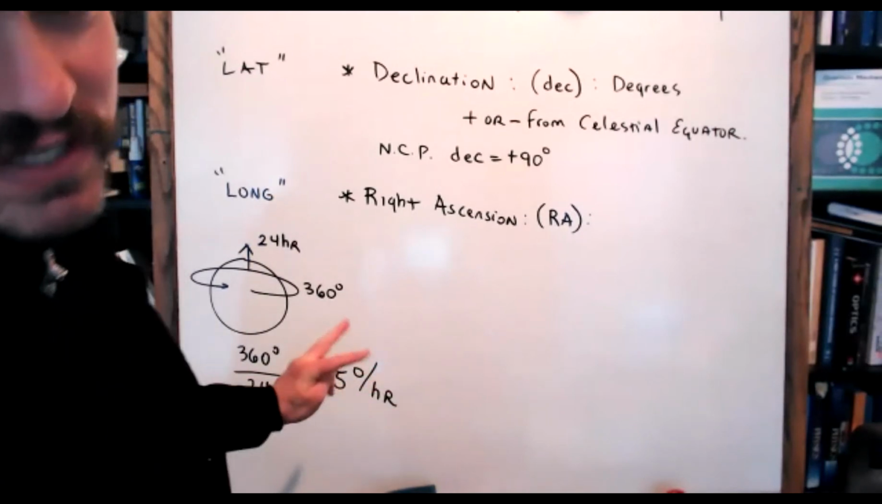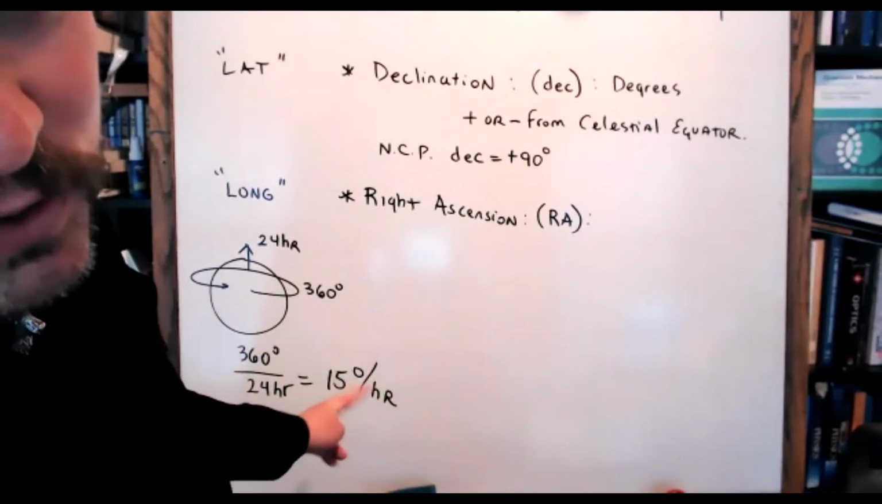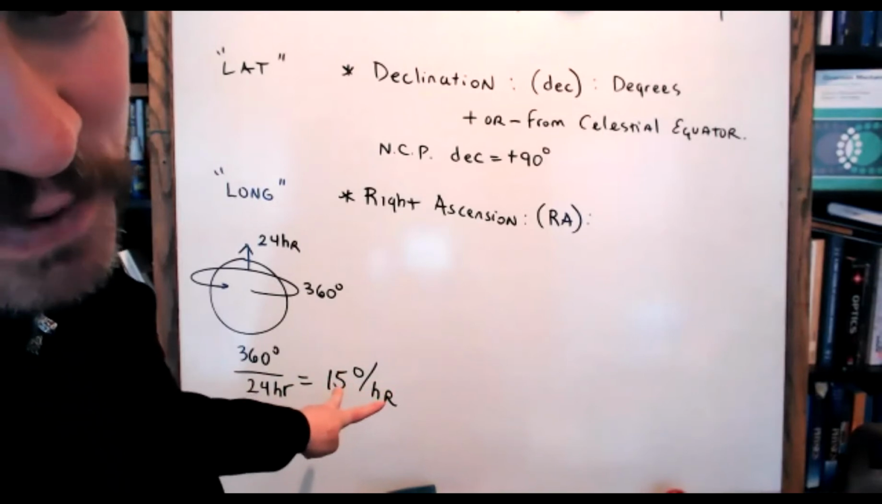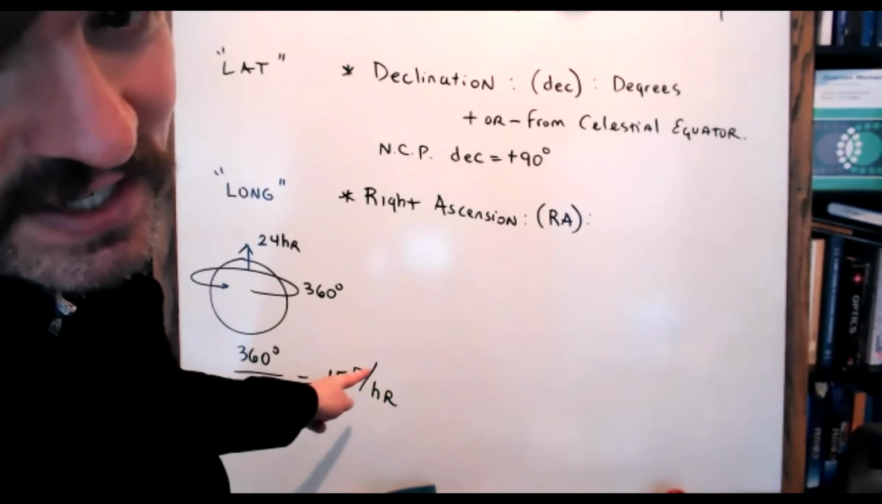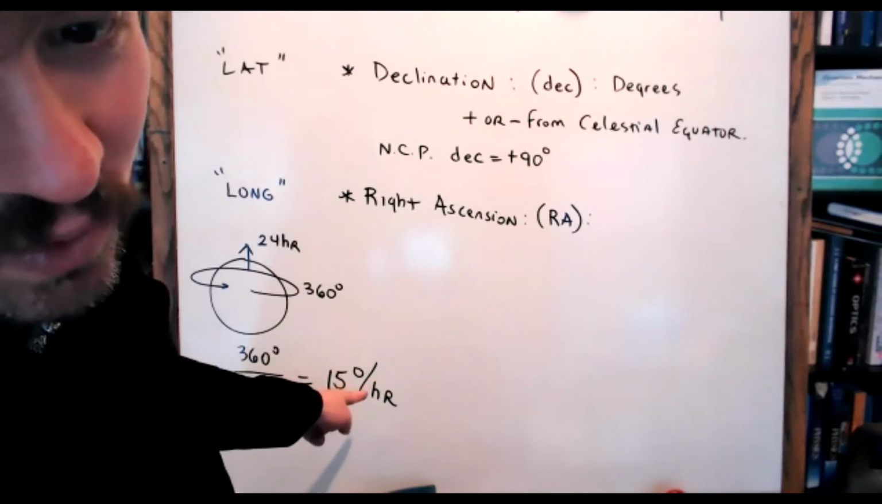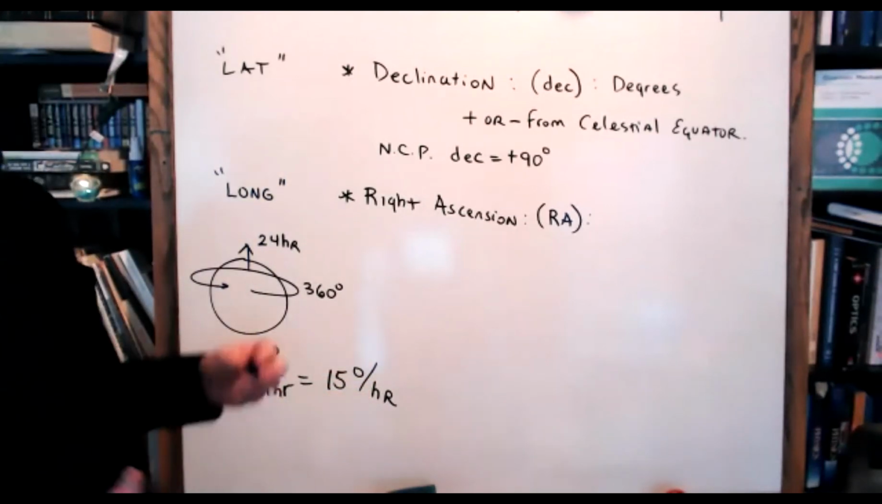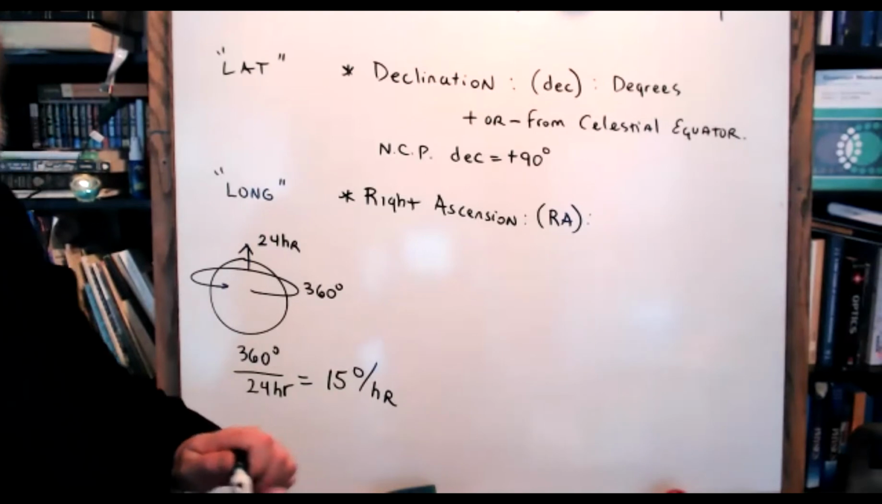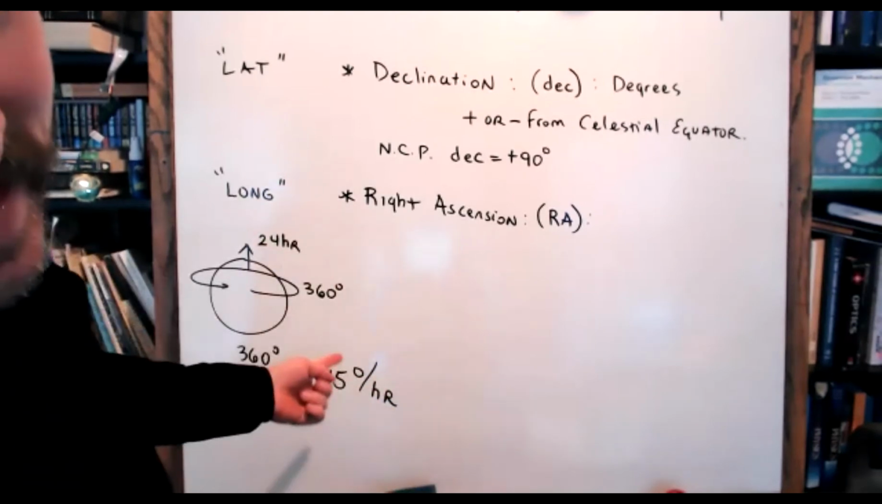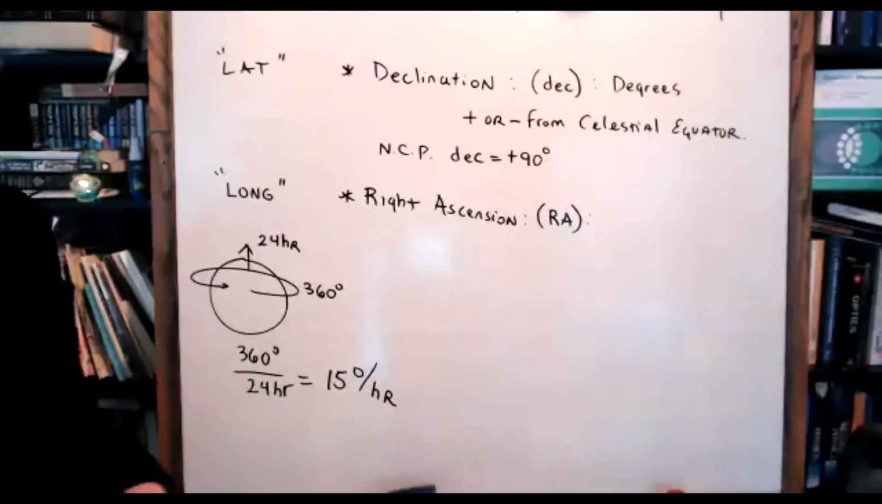So in astronomy, there's this weird conversion factor, which normally doesn't make any sense, but it makes perfect sense in astronomy. 15 degrees is equivalent to 1 hour of sky rotation. And that's something kind of cool. We can measure the rotation of the sky either in degrees or in hours.